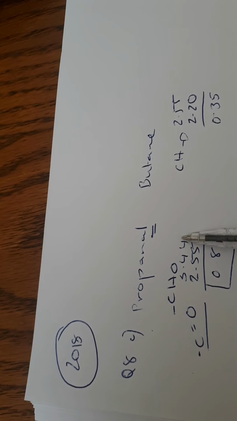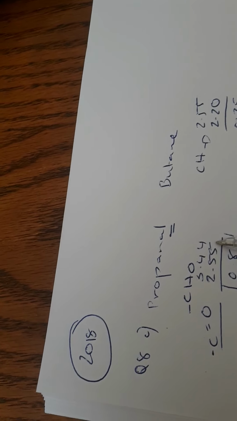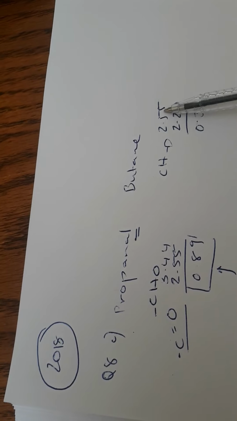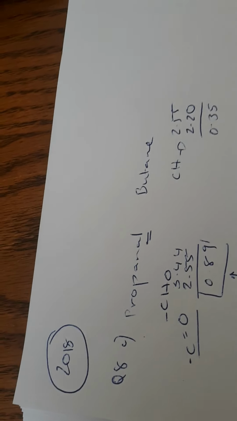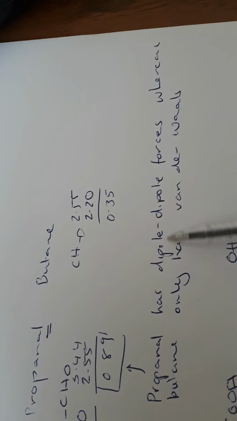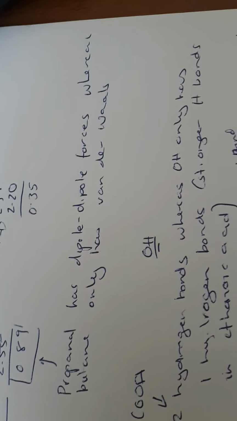Your electronegativity of oxygen 3.44, carbon 2.55, so an electronegativity difference there of 0.89. Butane: carbon 2.55, hydrogen 2.20, electronegativity difference there 0.35. So my propanal has dipole-dipole forces, whereas butane only has the van der Waals.